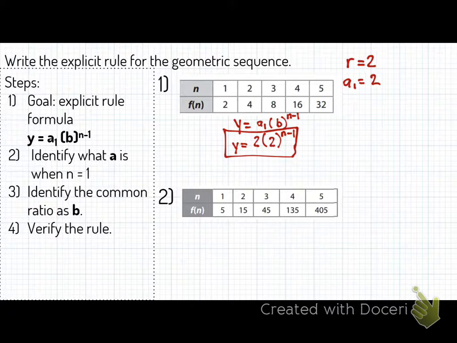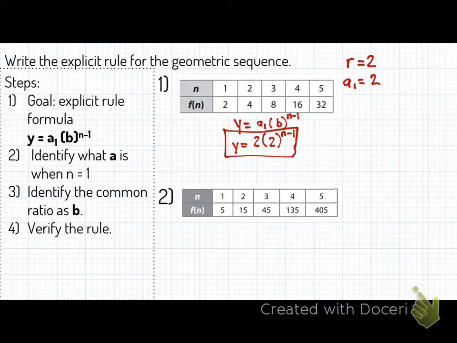What if I were to put 2 in? What's 2 minus 1? 1. What's 2 to the 1? 2. 2 times 2 is? 4. Isn't that right here? You all see that? What about 5? Okay, ready? What's 5 minus 1? 4. 2 to the 4th is? Which is like saying 2 times 2 times 2 times 2.